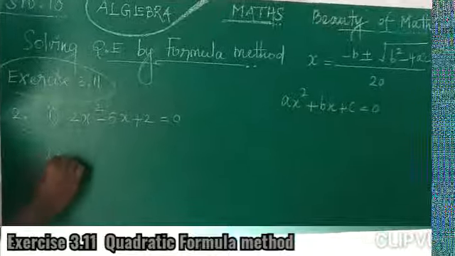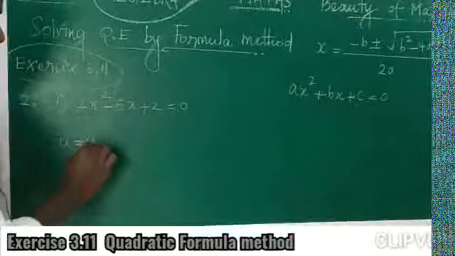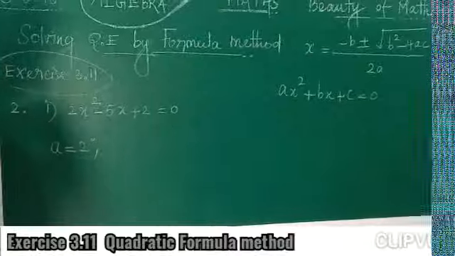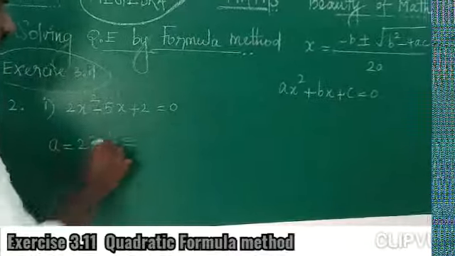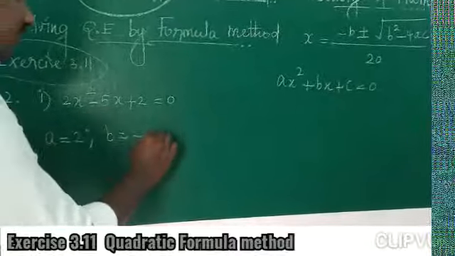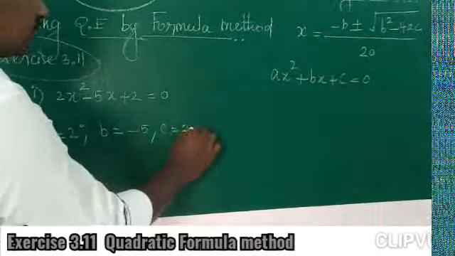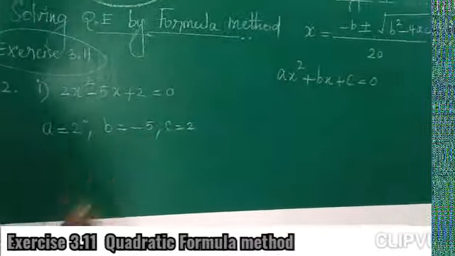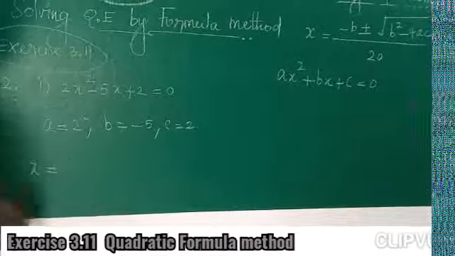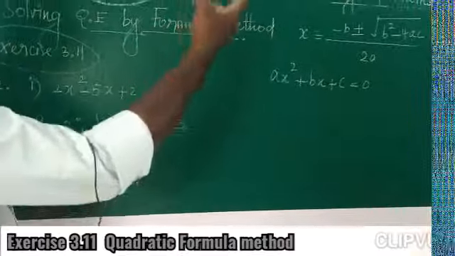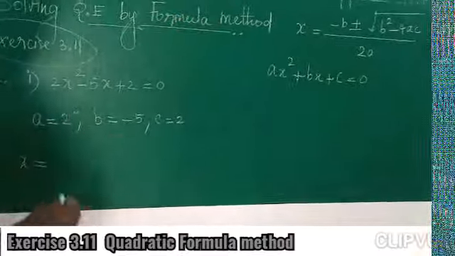Okay. So let us write the value of a. a is equal to the coefficient of x square, that is 2. And b is equal to the coefficient of x, that is minus 5. And c is equal to 2. We simply assign the values in that formula. x is equal to minus b plus or minus root of b square minus 4ac by 2a.